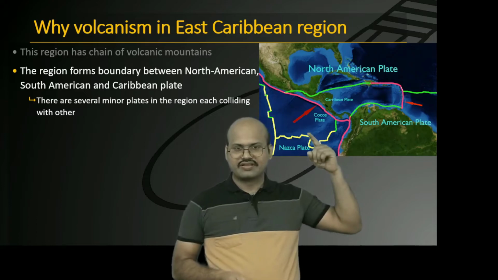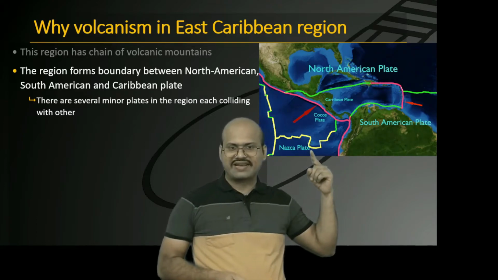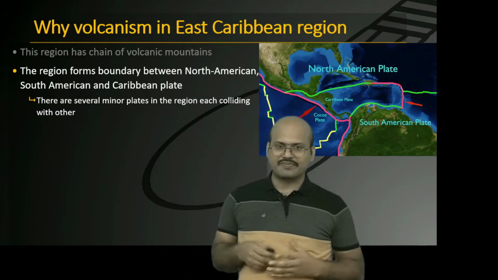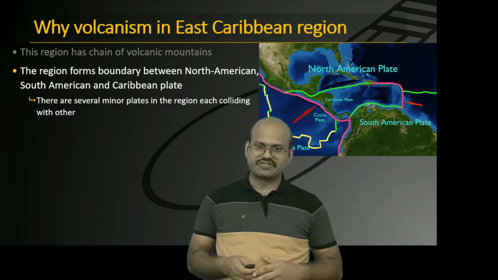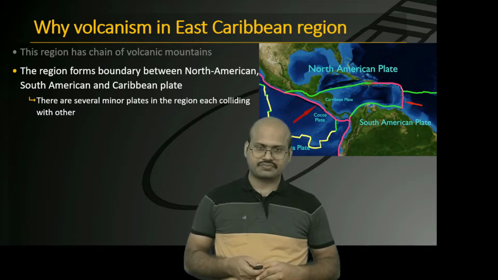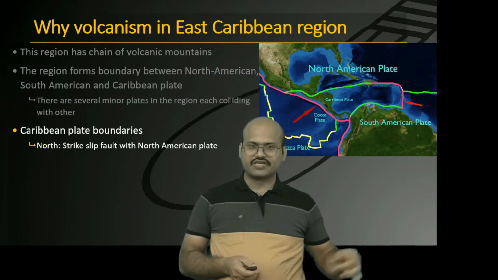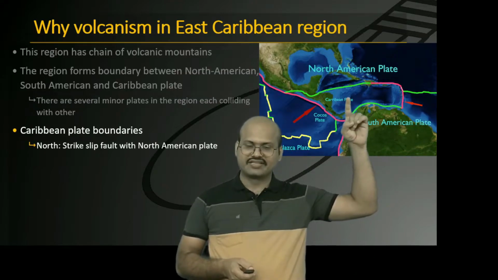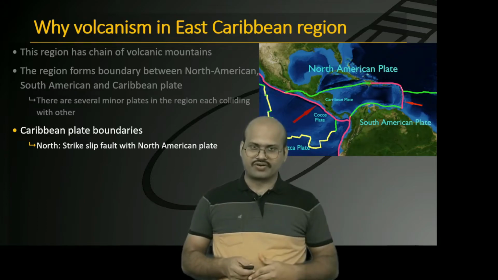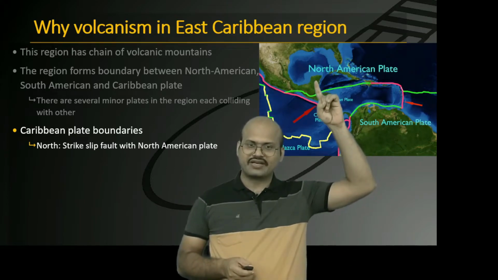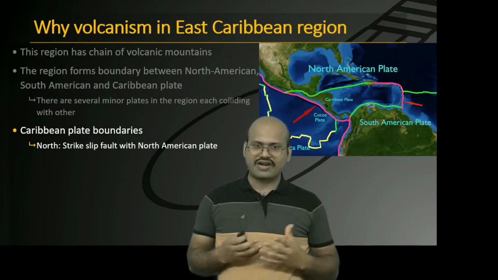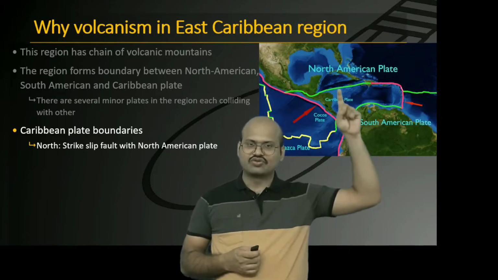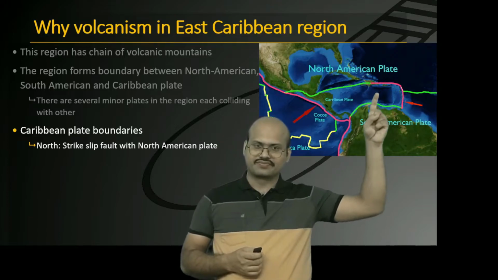Moreover, here there is a Cocos plate and Nazca plate. Now, there are a large number of plates surrounding the Caribbean plate, and each of these plates moves relative to each other. Now, because of these movements, we see here a green line. This green line indicates transform boundaries. So the North American plate is moving parallel to the Caribbean plate. There is no collision or divergence. Therefore, there is no volcanic region over here.